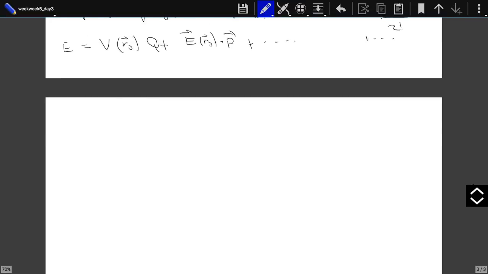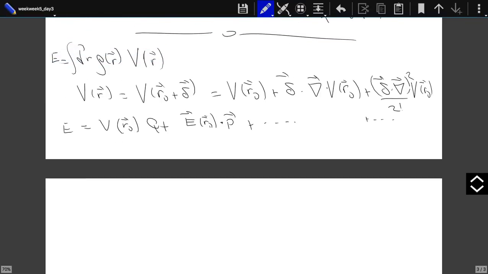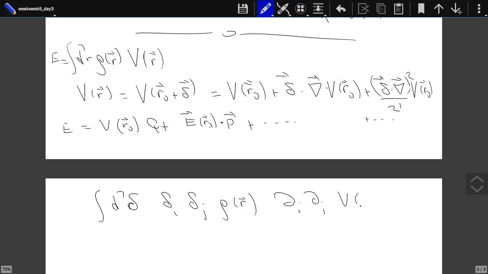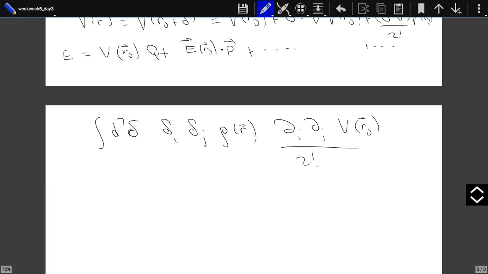But we do, you're right, there is a term that we ignore. We set it to 0. Let's look at that term. We have the d cubed r, d cubed delta. I just made a change of variable from r to delta. Delta i, delta j, rho of r, del i, del j acting on V at R0 divided by 2 factorial. That is the last term.